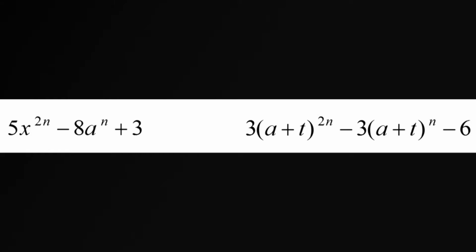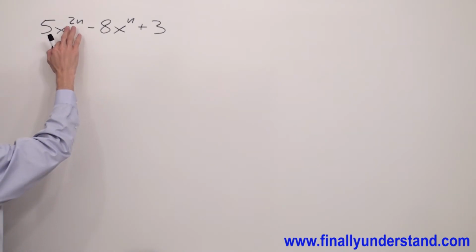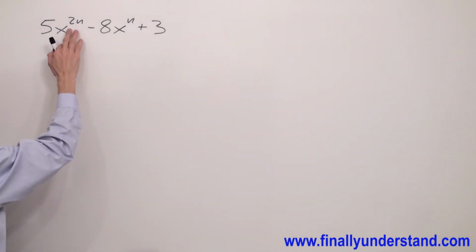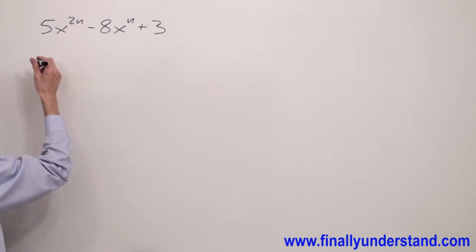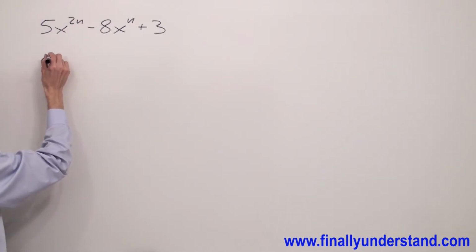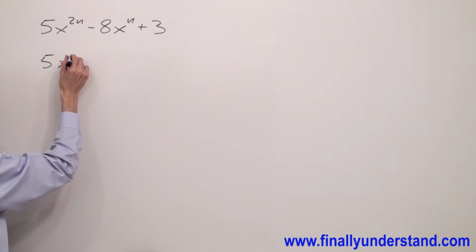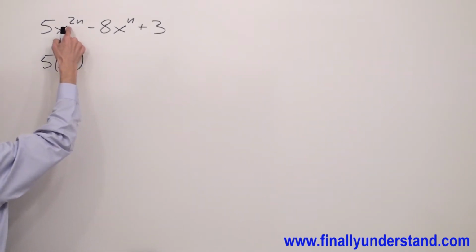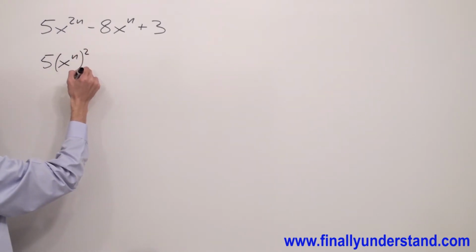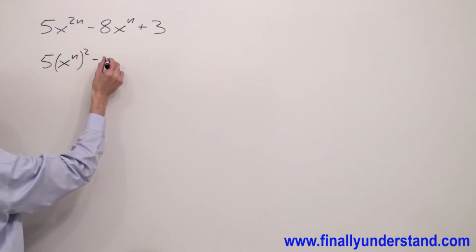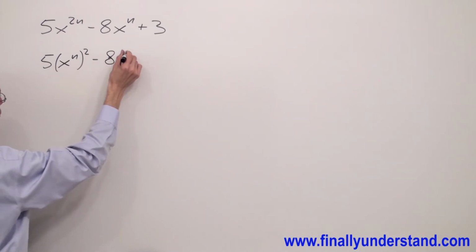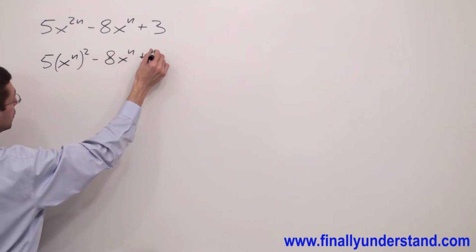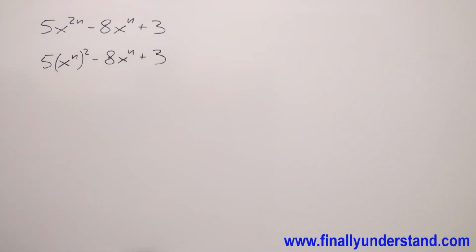Let's take a look at this example. What I'm going to do first, I'm going to change the order in my exponent over here. I'm going to have 5x^n, and I'm going to write 2 outside of the parentheses. This is going to be the same thing. Minus 8x to the n plus 3. As you can see, this is nothing else, just a quadratic trinomial.